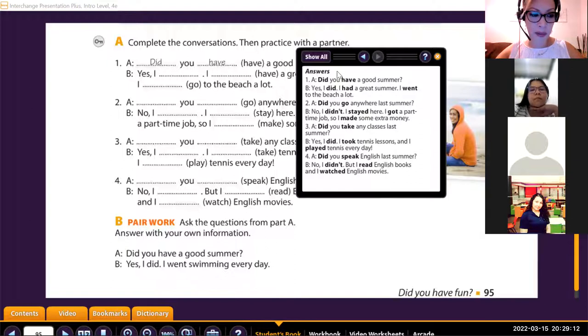No sé si tienen alguna pregunta. No questions. Okay, let me create the rooms. Remember, es hacer estas preguntas, pero que vamos a estar dando nuestra propia información, no las respuestas de acá.